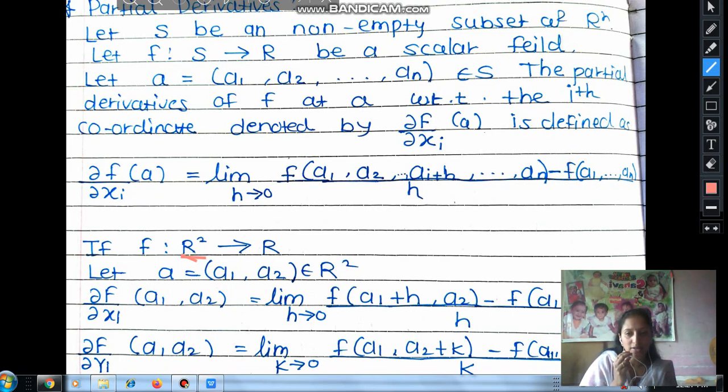Dou f by dou y. Now we have to calculate the partial derivative with respect to y, so the definition changes. Limit k tends to 0 of f(a1, a2 plus k), where a1 remains as it is and we add k in the y coordinate. The coordinate with respect to which we calculate the derivative, in that coordinate we add h or k, whatever element we take, minus f(a1, a2), upon k. Okay, so this is the partial derivative. Remember this concept.